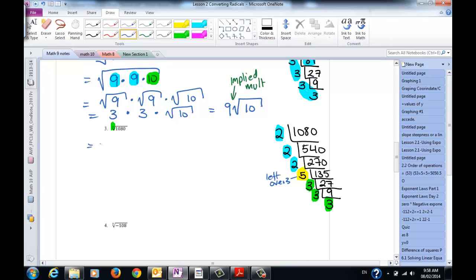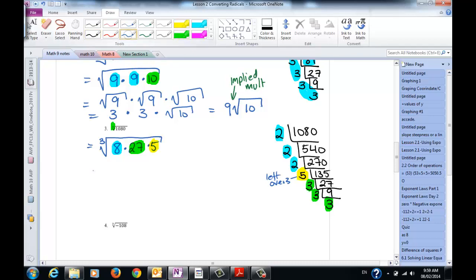So if I rewrite this, don't forget your little cube root there. I get 2 times 2 times 2 is 8. This is my triple there. And 3 times 3 times 3 is 27. So I have my triple there. And my leftovers, multiplied by 5.